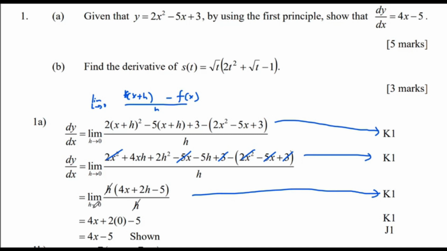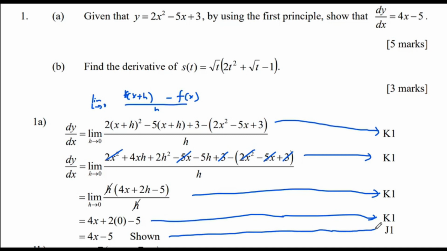Alright, next what we can do is we substitute h with 0. You will get this k1, and lastly dy/dx adalah 4x minus 5 as shown given. Okay, j1.